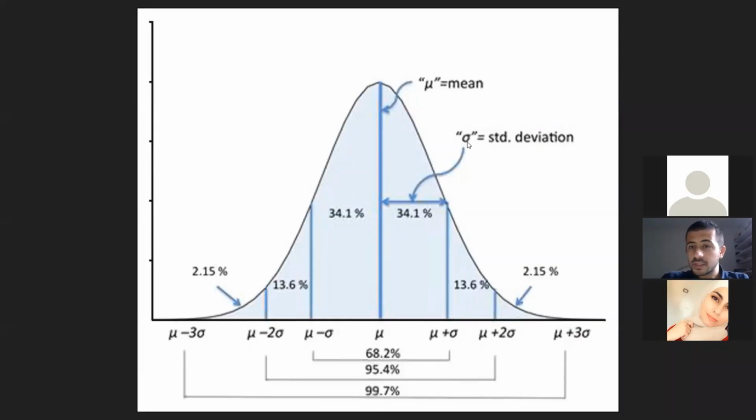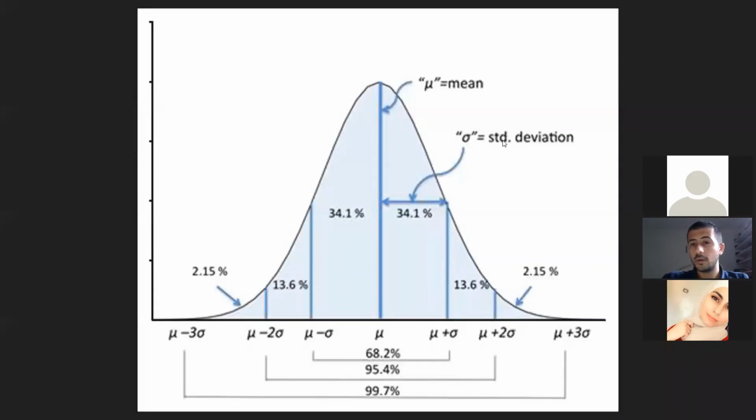So if the standard deviation is wider, what does that mean? That means the variance is wider. And if it is smaller, then the variance is smaller. And this shape is more convex. Is that right? Can you repeat the question?